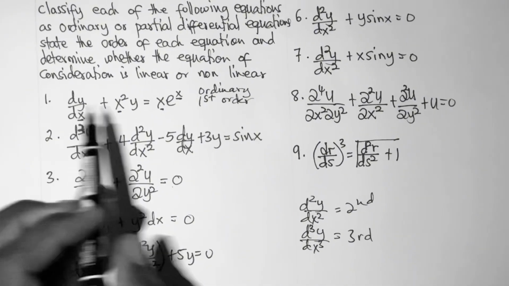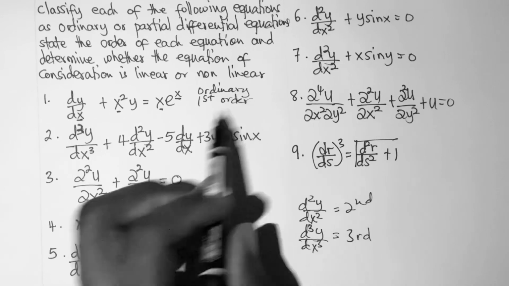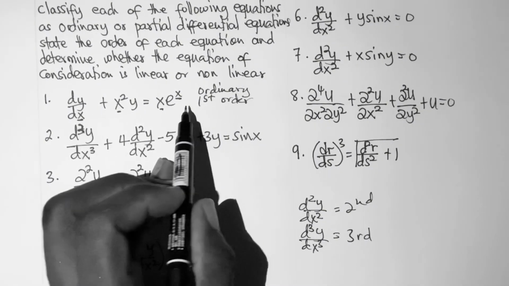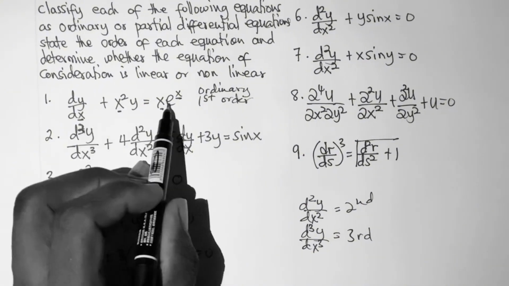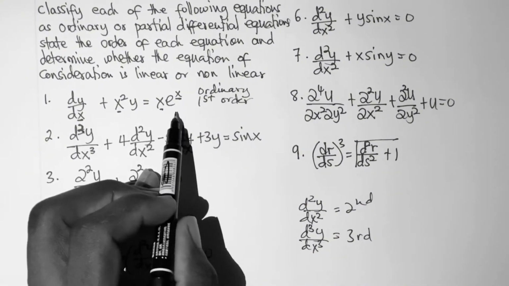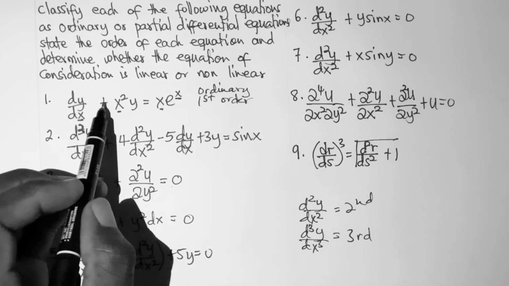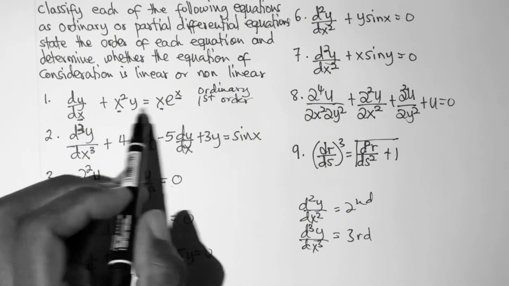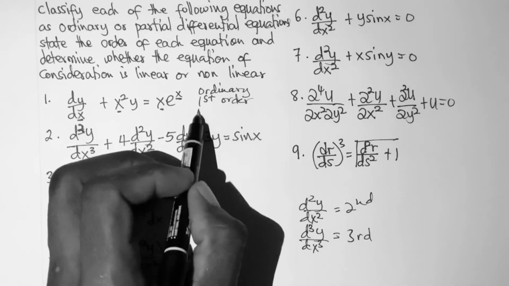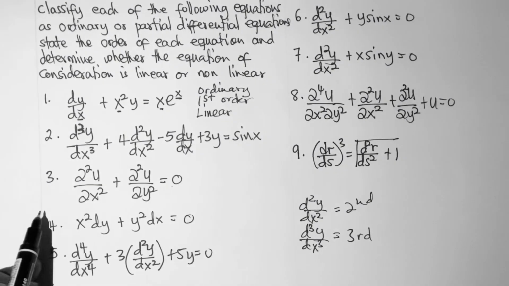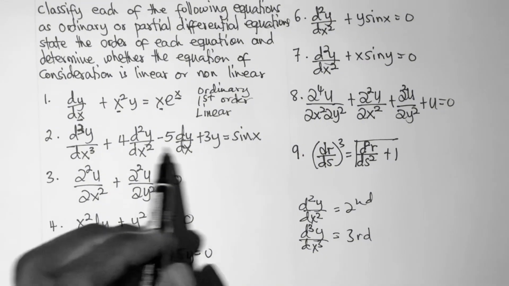And then the last part is we are supposed to determine whether this is linear or nonlinear. Now, by looking through, you see that all the coefficients are dependent on the independent variable. And also, the dependent variable, which in this case is y, and its derivatives are all of the first order. And therefore, this is a linear differential equation. So let's come to this second one.